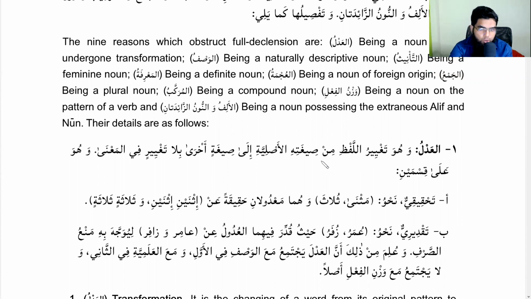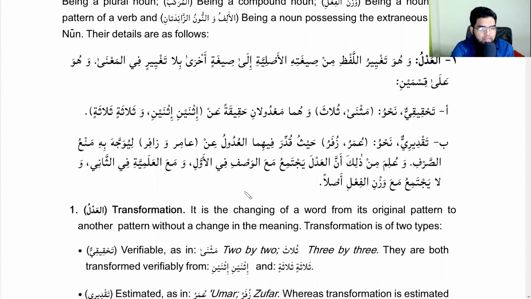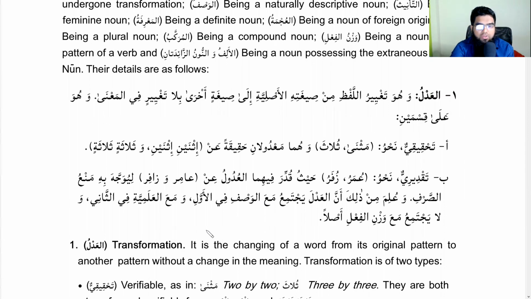هو تغيير اللفظ من صيغته الأصلية إلى صيغة أخرى بلا تغيير في المعنى. So he's explaining, رحمه الله, العدل, transformation. وهو تغيير اللفظ من صيغته الأصلية. It is changing of a word from its original pattern. صيغة means pattern, أصلية original. تغيير, you're changing the pattern.